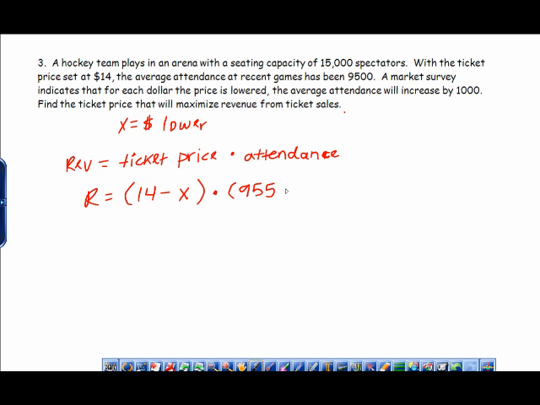Okay, but that will actually increase, okay, by 1,000 people for every dollar that the price is lowered. So I'm going to add that to 1,000x, because this will be 1,000 if we lower the price by $1. It'll be 2,000 if I lower the price by $2, and so on.